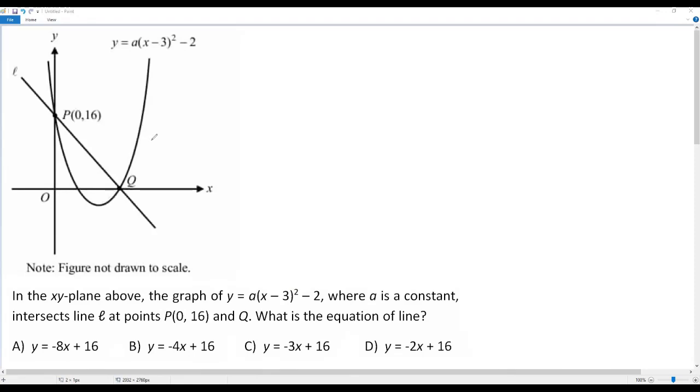Here we have a SAT math problem. Okay, let's go to the question. In the xy-plane above, the graph of y equals a times (x minus 3) the whole squared minus 2, where a is a constant, intersects line L at 2 points P (0, 16) and Q. What is the equation of line L?